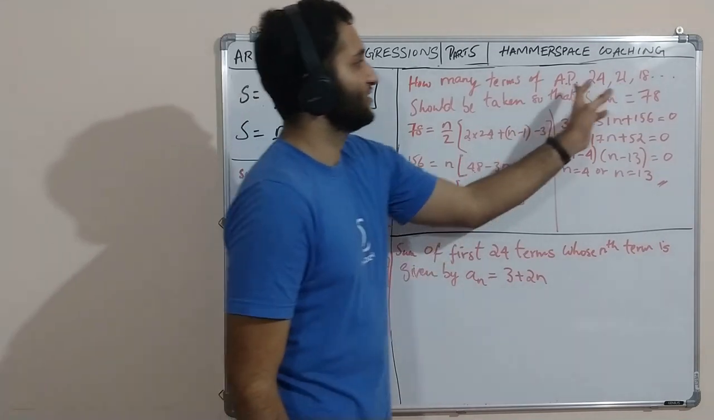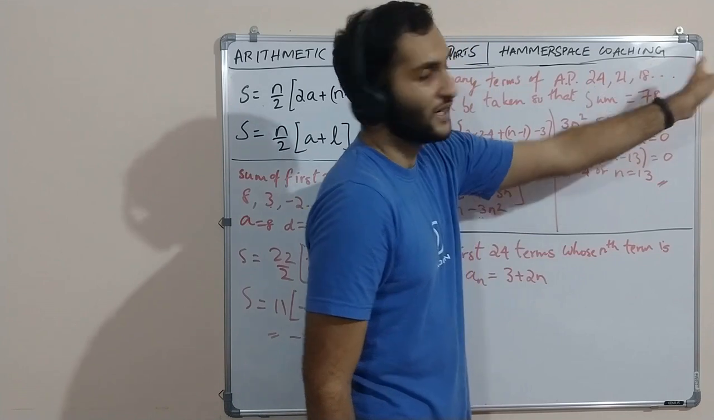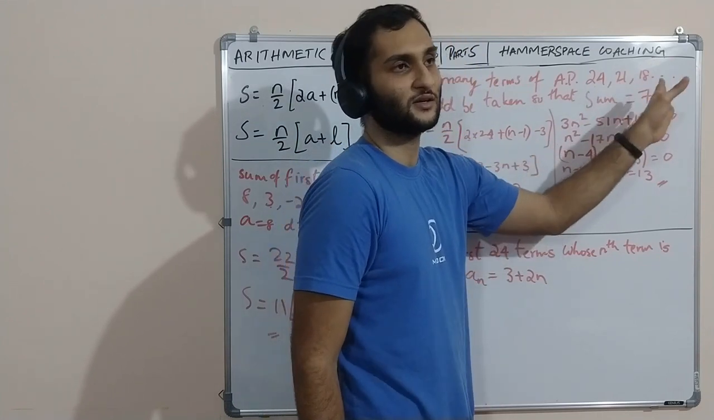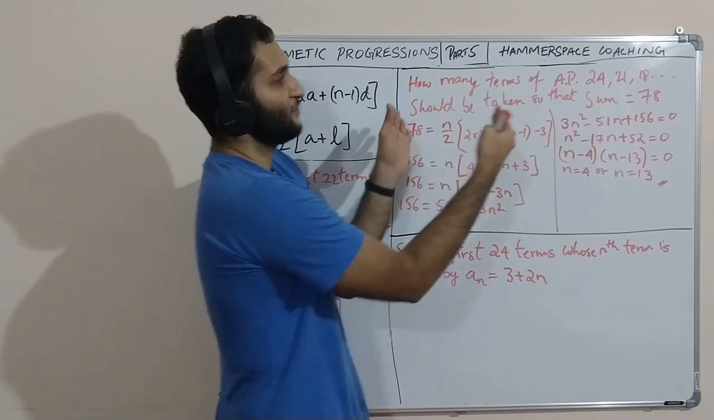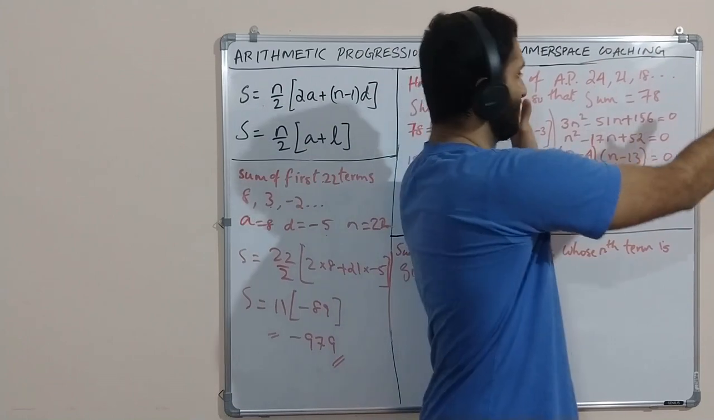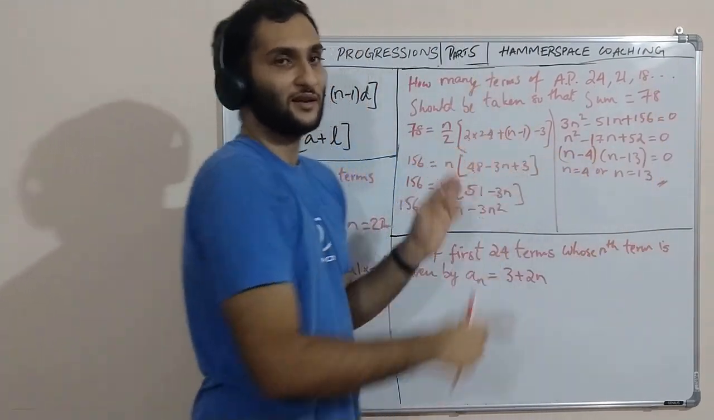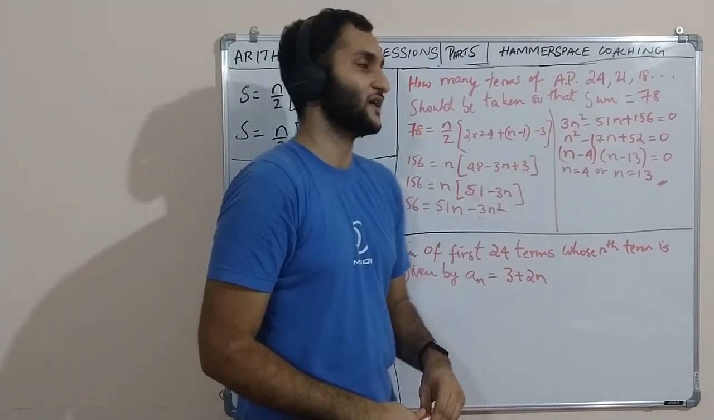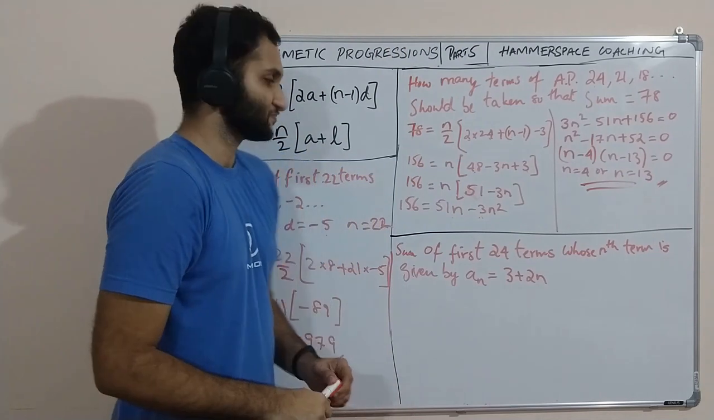It is because this term eventually 24, 21, 18, it will become minus 3, minus 6 and it will cancel. So because of that, sum of first 4 terms will also be 78 and sum of first 13 terms, which will have some negative terms, it will cancel and sum will again become 78. So N can take two values, 4 or 13.